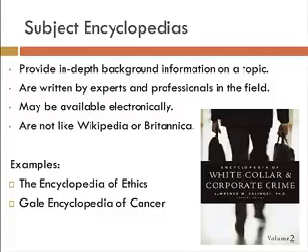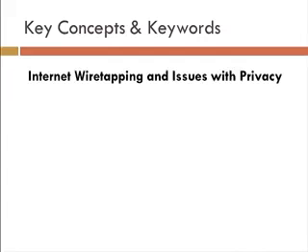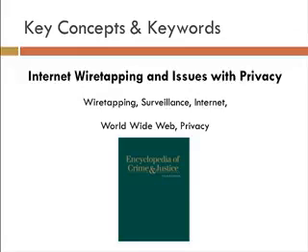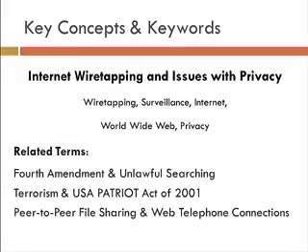Using such an encyclopedia, I might want to consider my topic. I'm interested in wiretapping on the internet. So these are some of the keywords and concepts I'd originally thought about searching. But after investigating the Encyclopedia of Crime and Justice and other encyclopedias, I actually found related terms.